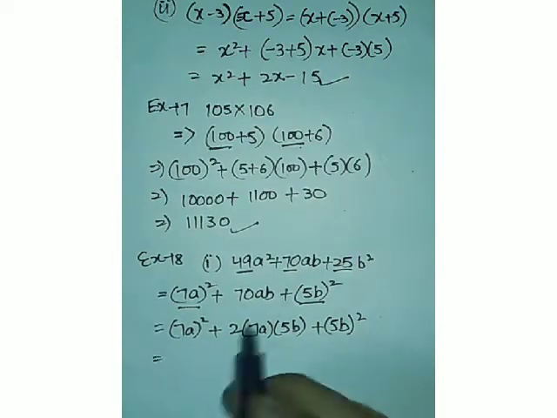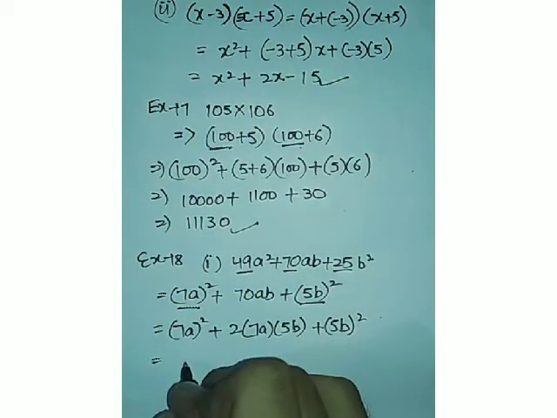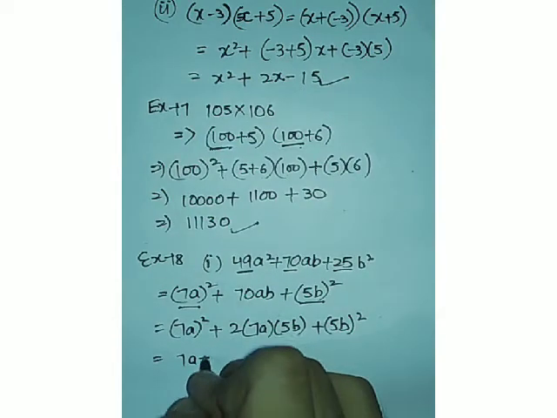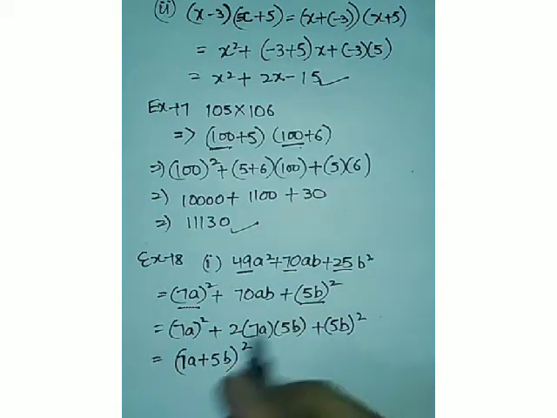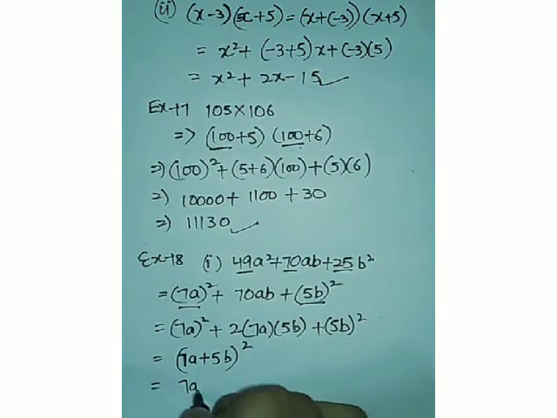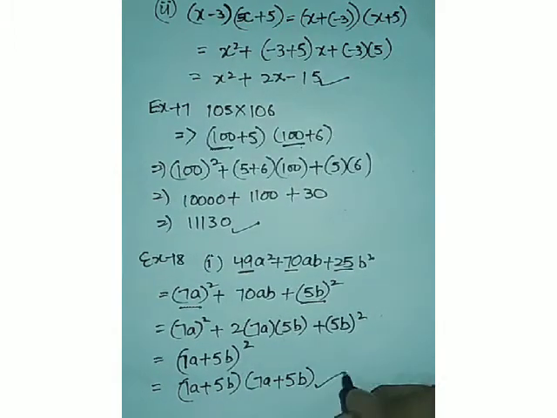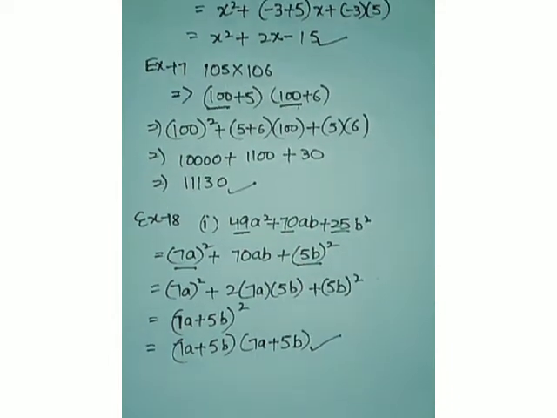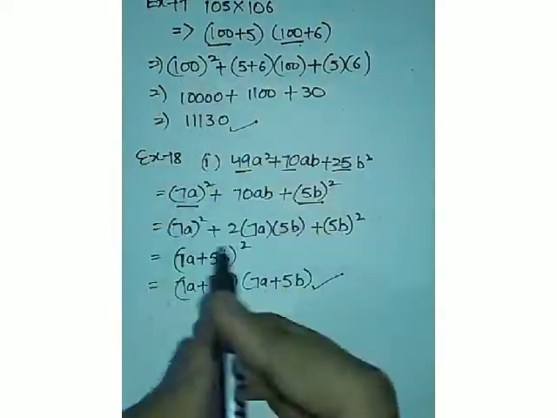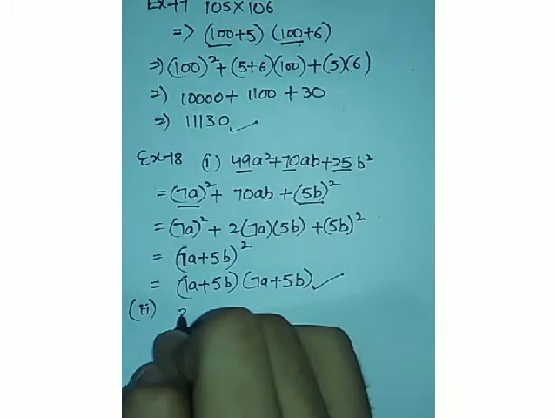All right. Now a square plus 2ab plus b square becomes a plus b whole square. It means 7a plus 5b whole square. But what did we have to do? We have to factorize. So just expand it a bit, split the square, you will get the two factors as these: 7a plus 5b, 7a plus 5b. All right. In the second part, we again have to factorize using the identities.